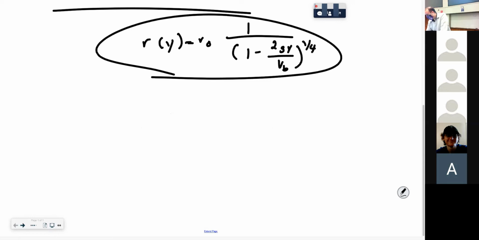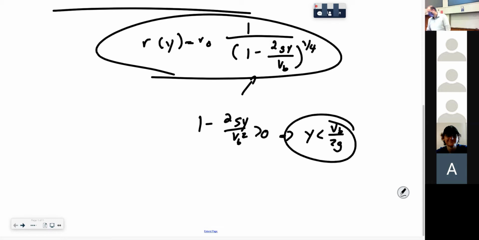And in fact, this equation is only valid for this being positive, right? If this goes negative, then you're trying to take the quartic root of a negative number, and that just doesn't work. So this only works for 1 minus 2gy over vb squared greater than 0. And you can solve this for y. y must be less than vb squared over 2g. This sets a vertical limit to how big this thing can be. You cannot build it any bigger than this or it won't work.